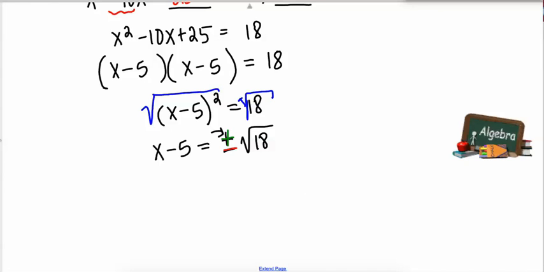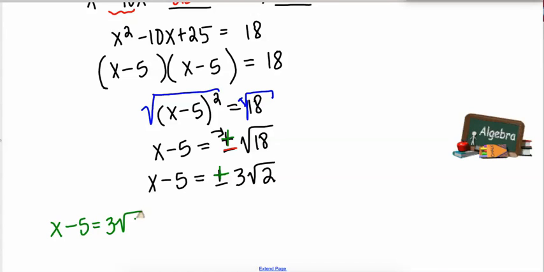If you know where I made my mistake, then you are in a perfect position. But if that confused you a little bit, I'm going to backtrack and show all my work. x minus 5 equals plus or minus 3 times the square root of 2. Now I'm going to create an equation with the positive: x minus 5 equals 3 times the square root of 2. And I'm going to create an equation with the negative: x minus 5 equals negative 3 times the square root of 2.